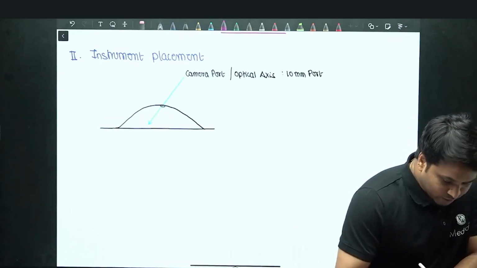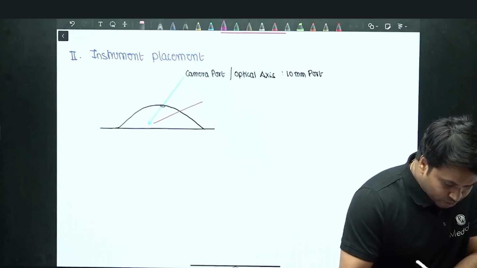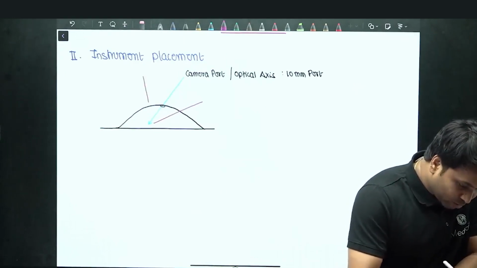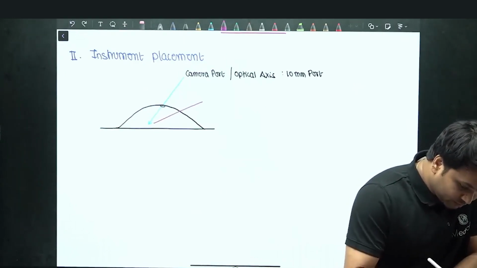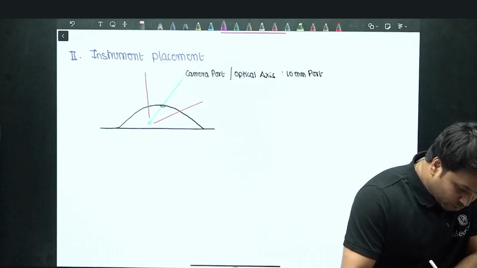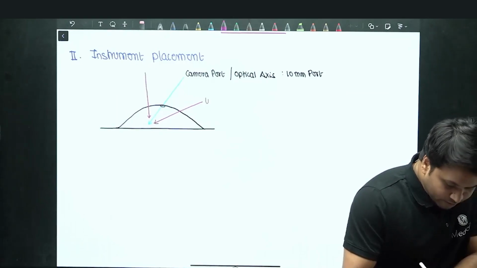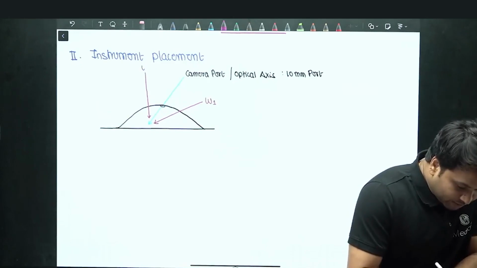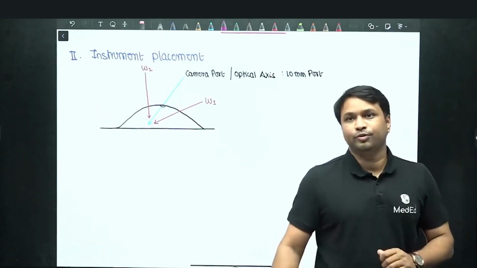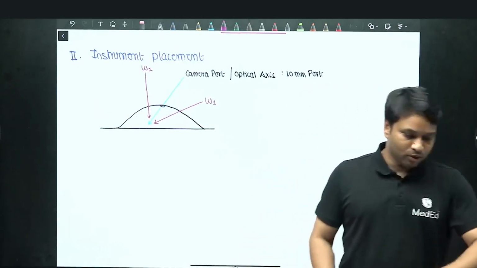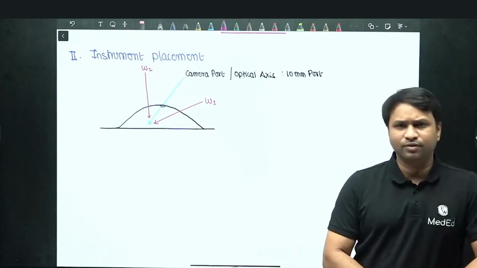Then you have two separate ports. They are called the working ports, which you will be using to operate. So we say working port number 1 and working port number 2. As simple as W stands for working port.